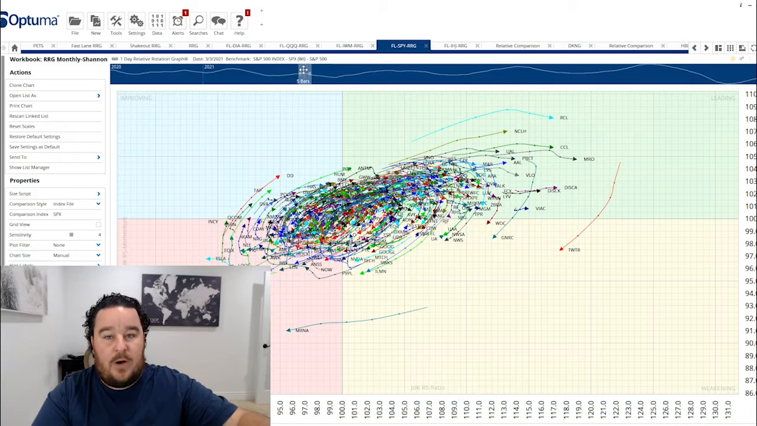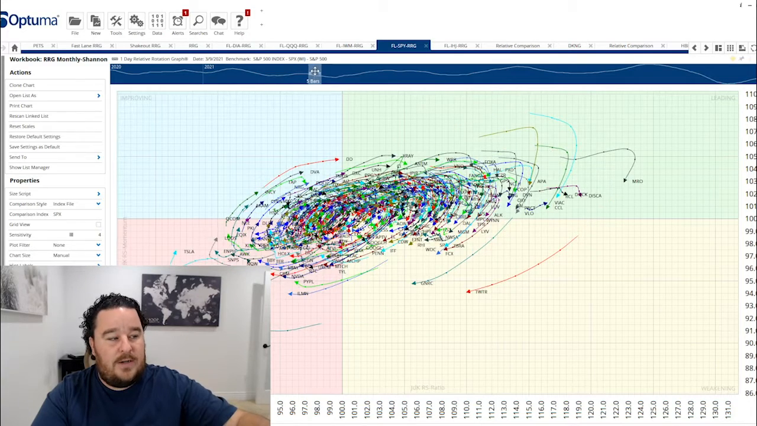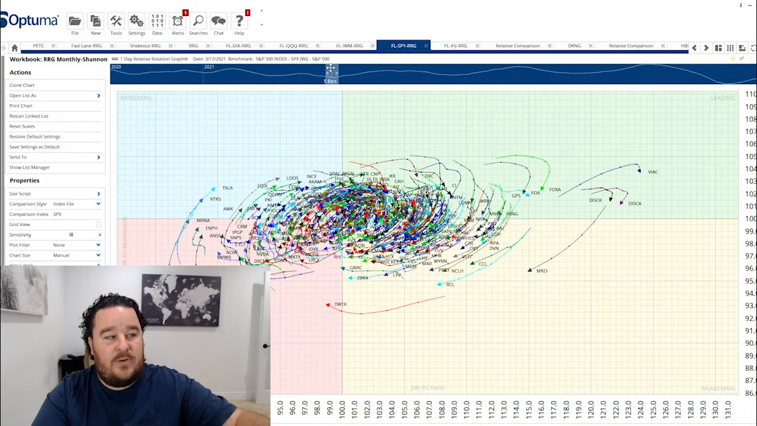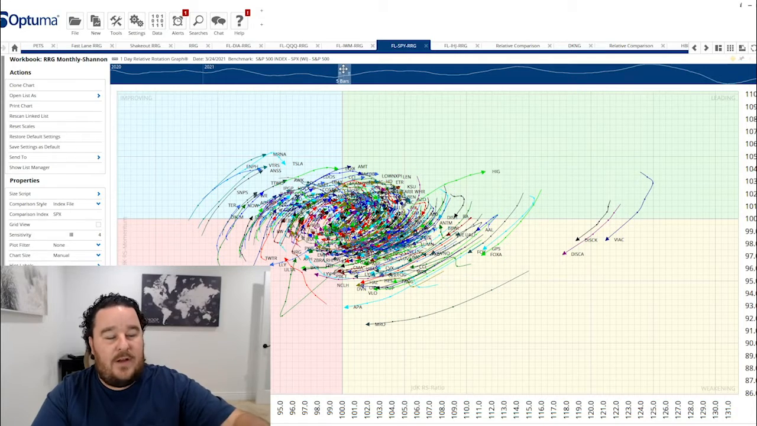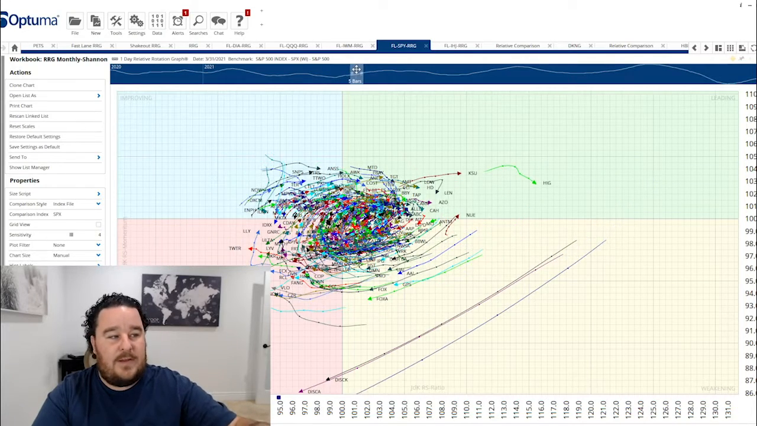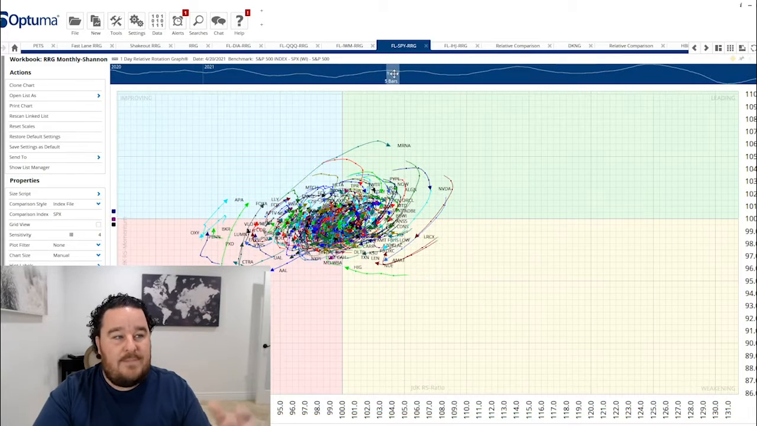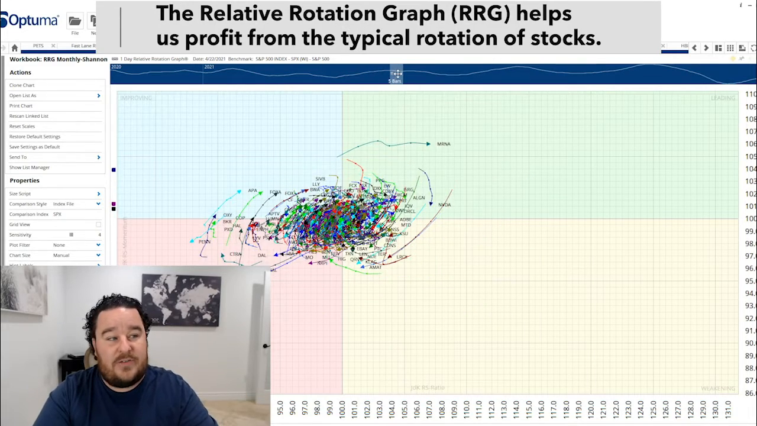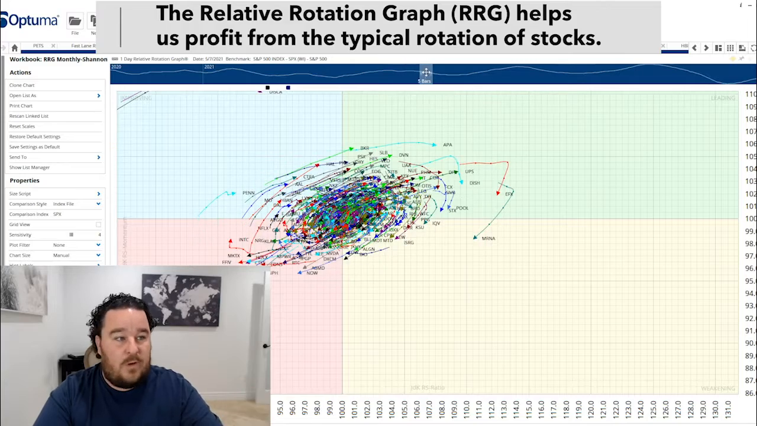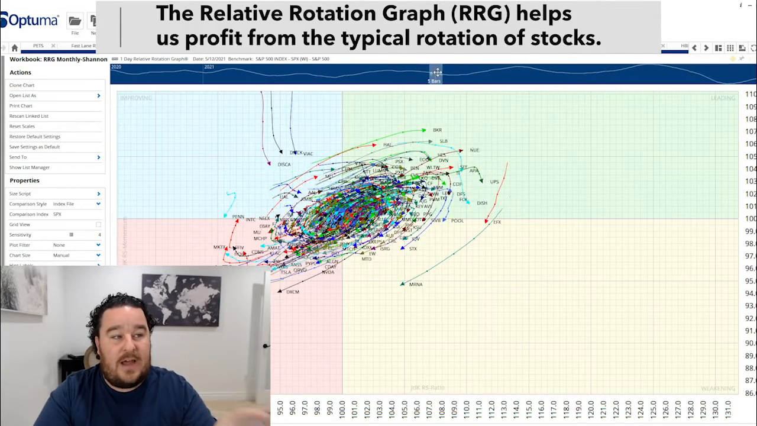I mean, you can see mRNA through there, Moderna, Twitter. You see that they're going right through these rotations. They were in leading, then they fell all the way to lagging. Now they went back to improving. It's just this natural rotation that takes place in the markets, and this relative rotation graph allows us to line them up, run strategy, run analysis, and find ways to profit from it.